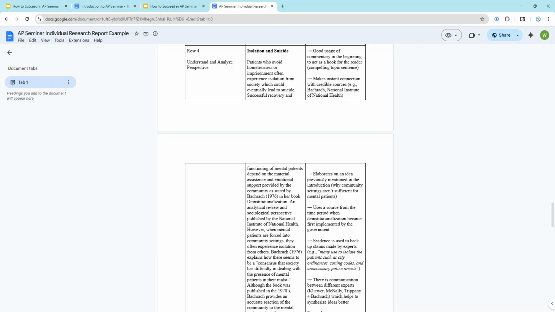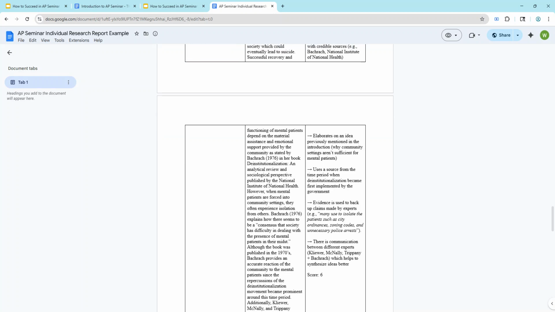This source, Backtrack from 1976, helps to explain that the reaction of the community to mental patients is still the same. There's a continuity of societal responses to the mental well-being of patients. So you can absolutely use sources from the 1900s, for example, the 1970s, because if it helps you show a comparison from the past to now or a continuity, these kind of relationships expressed in your writing helps you to synthesize ideas better and have an even stronger argument.